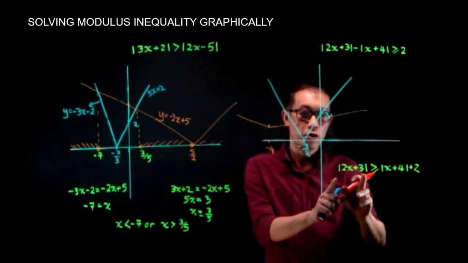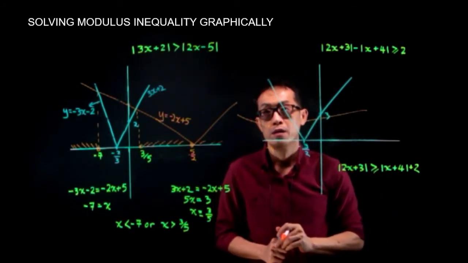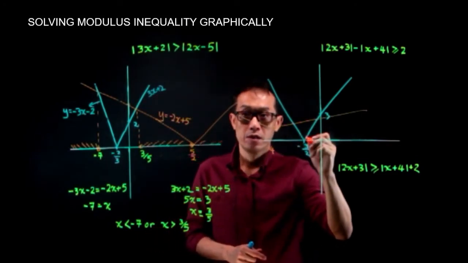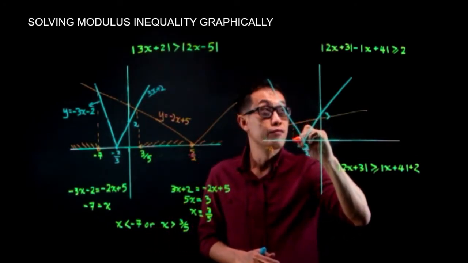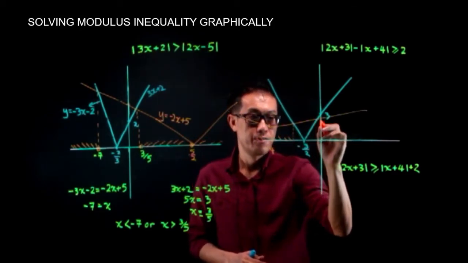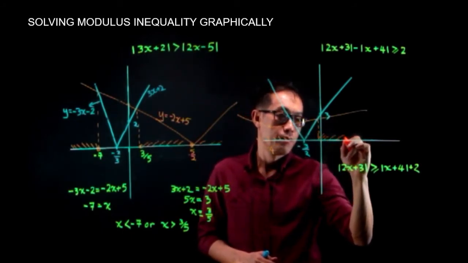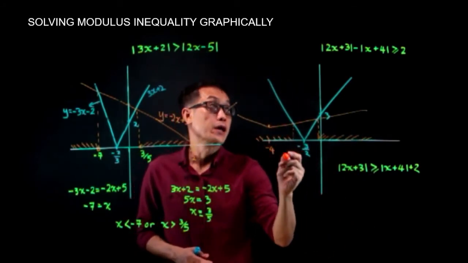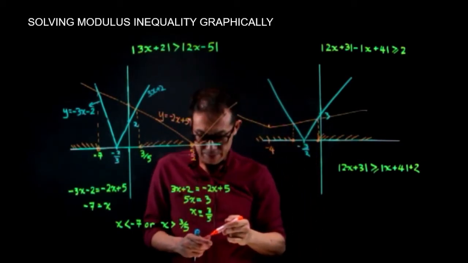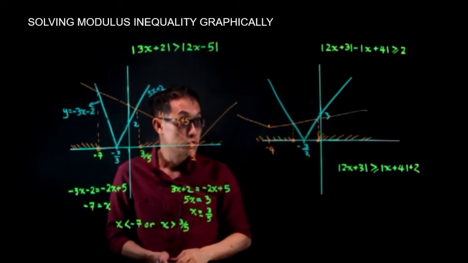Now you want this modulus, the one in blue, to be greater than the one in orange. You want the one in blue to be greater than the one in orange. So you take this part of the graph. Okay, and there's an equal sign, so it's a closed circle. So let's find the coordinates of these two points.